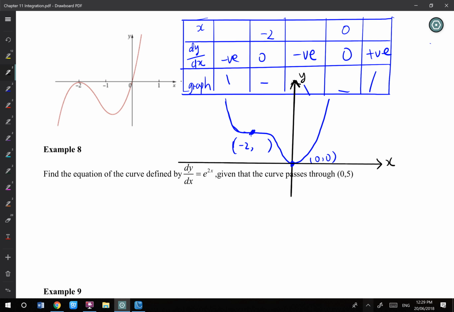Then on the left of -2 it is decreasing. In between -2 and 0, still below the x-axis, still decreasing. After 0 it should be positive, above the x-axis, so that's increasing. So we have a stationary point of inflection at -2, and a minimum turning point at 0, 0. It also passes through the origin, so I know that's 0, 0.